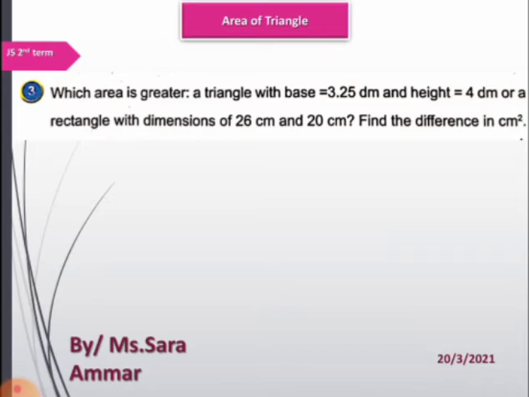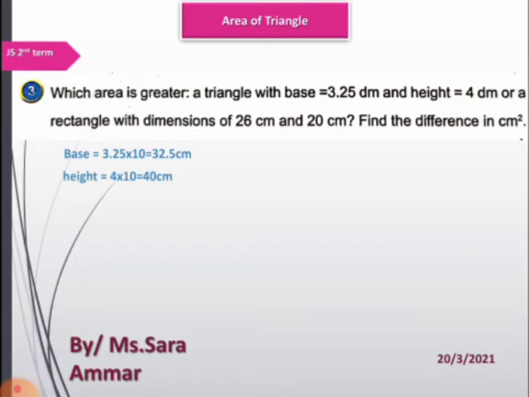So I have the measuring unit of the triangle in decimeters, whereas the measuring unit of the rectangle is in centimeters, and this is a problem. So we have to change from the big unit to the small unit. Meaning the base, which is 3.25 DC multiplied by 10, will be 32.5 centimeters. Also the height, which was 4 DC, when you multiply by 10 will be 40 centimeters.